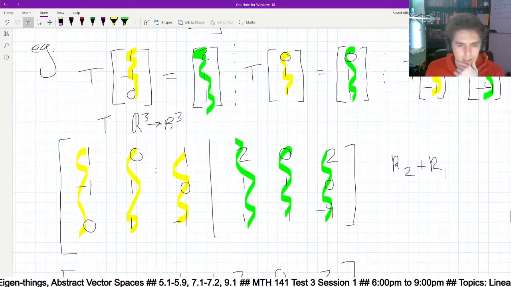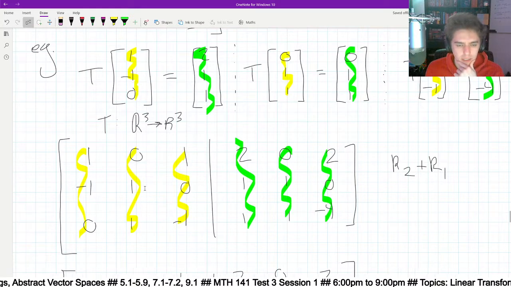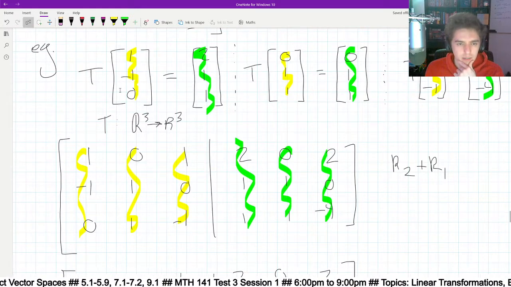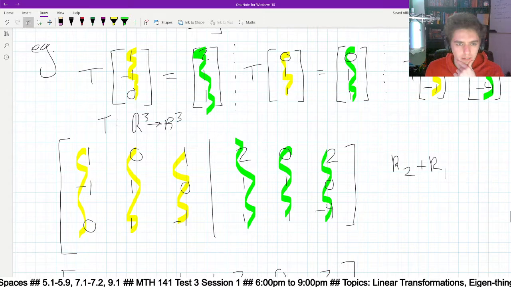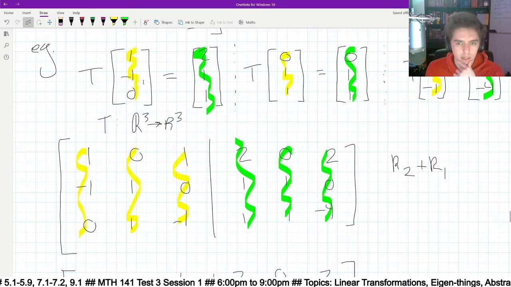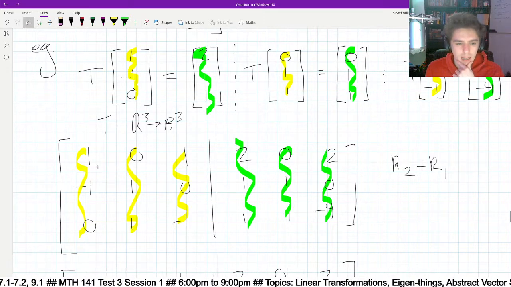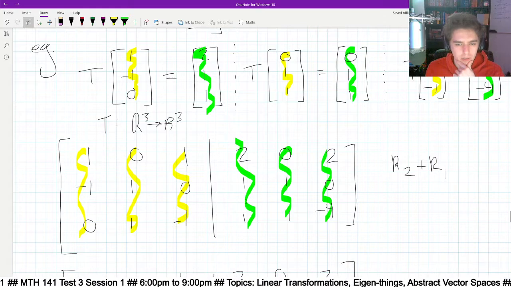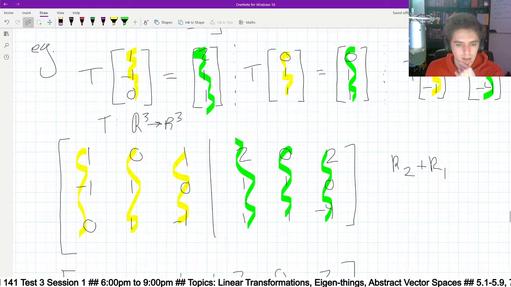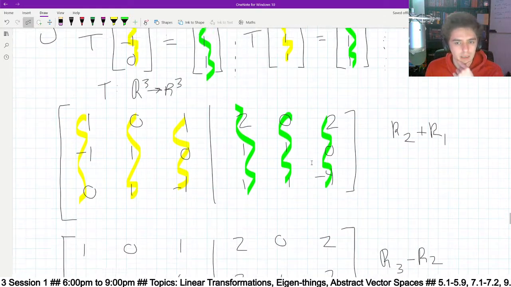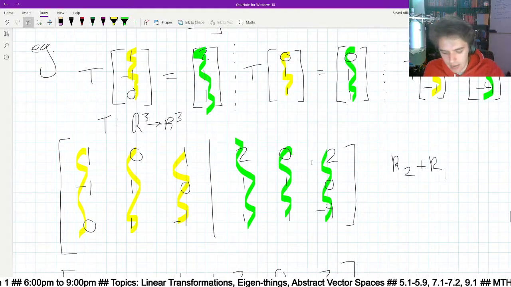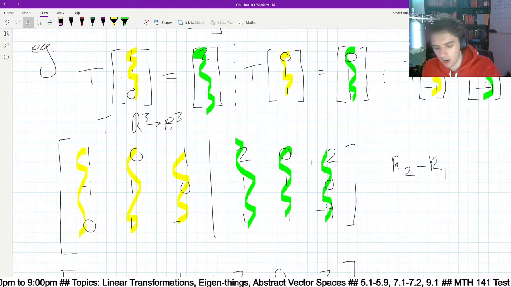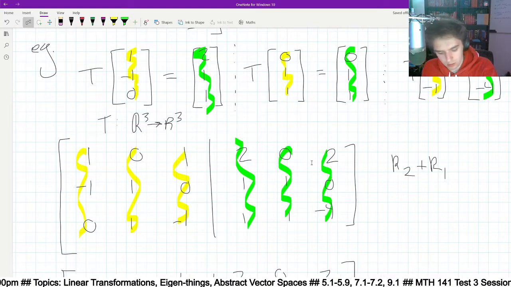Actually, hold on. If you're going from R2 to R3, then you'd have two-dimensional vectors for the yellow ones. Then you wouldn't really be able to make this reduced row echelon form. You wouldn't be able to make this augmented matrix. So no, I don't think so. I think you have to be going from R3 to R3, or Rn to Rn.